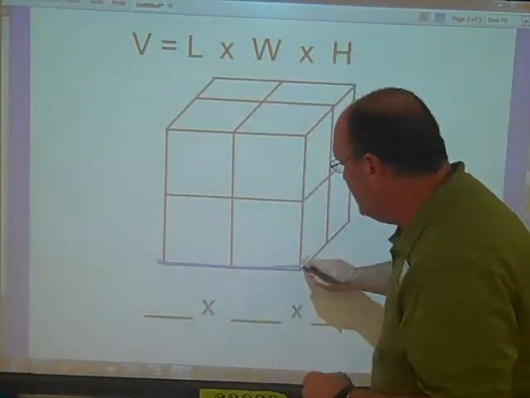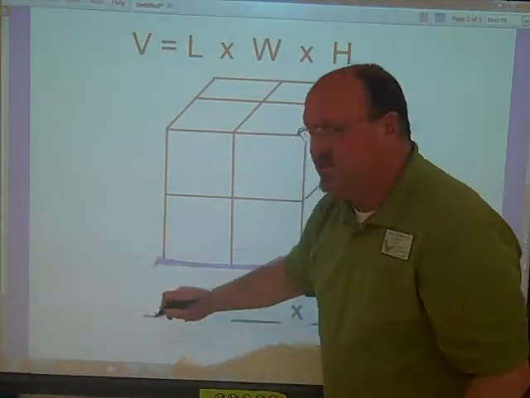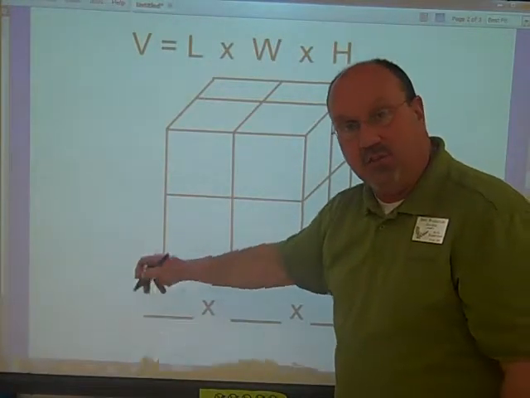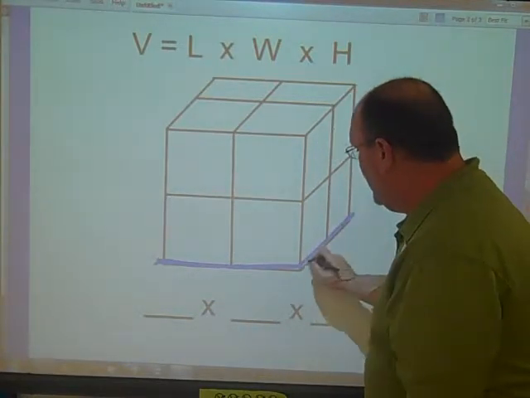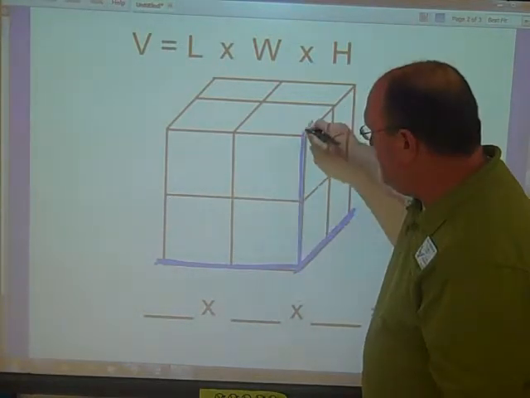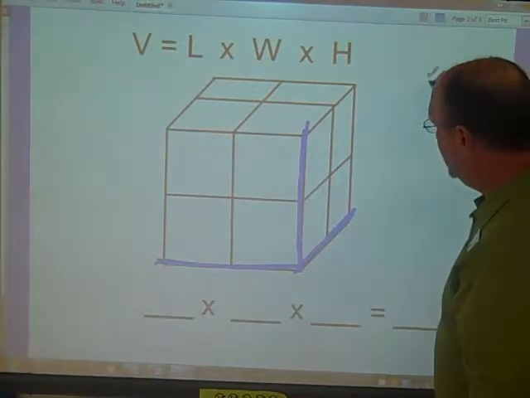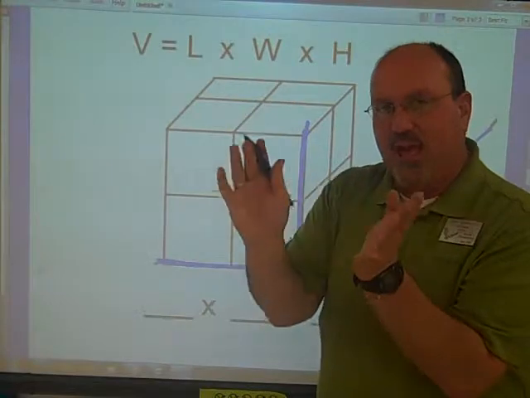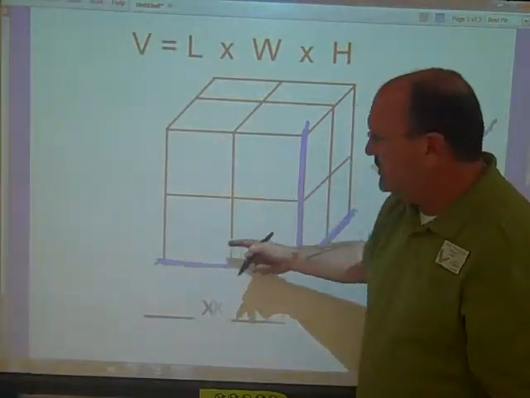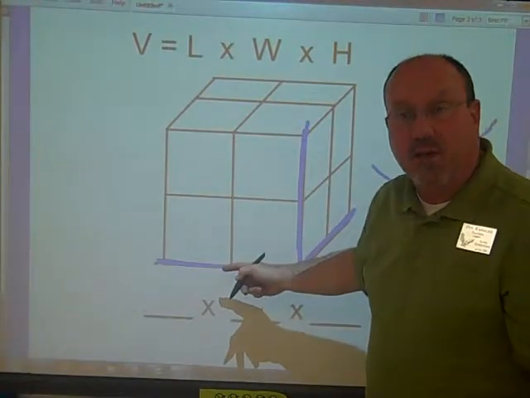Here's the length. Give that a nice dark line for the length, and you can just use your regular pencil and go over it a couple of times. Here's the width. And guess what happens when I make the height here? Now, doesn't that look like an arrow to you? You use those three legs of the arrow to count the number of units in the shape that you're trying to get the volume of, and you put the number.